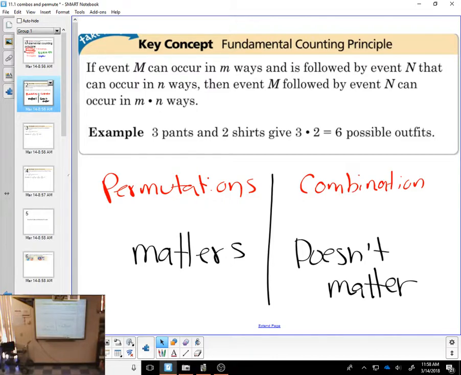Yes, 11.1. Combos and permutes. Combinations and permutations.